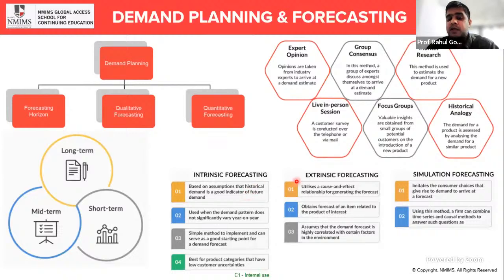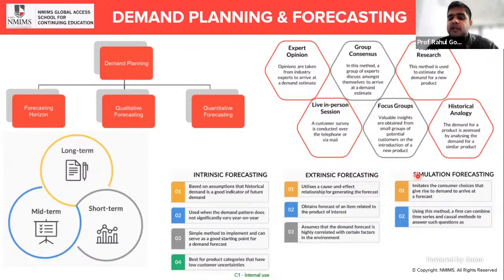Then there's extrinsic forecasting, wherein you think that it's not just historical data, there are a lot of other variables impacting the demand, and I need to study those variables and the change in them, and understand whether they're positively or negatively correlated, whether highly positive, medium, or low. To understand, if these variables change, what happens to my demand? So these are lag indicators, and when the lag indicators change, what is the impact on the sales of my product?